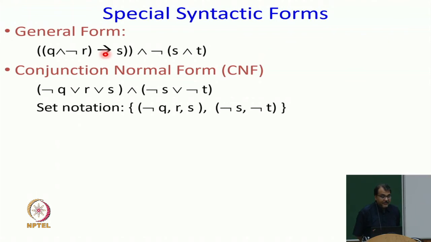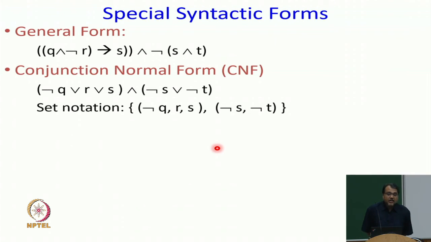Because of that, we will define a simple set way of representing it. Inside the set I have parentheses. Each parenthesis is one disjunction, and between two parentheses I will have a comma. Each parenthesis is a disjunction, and then all the parentheses have a conjunction between them.